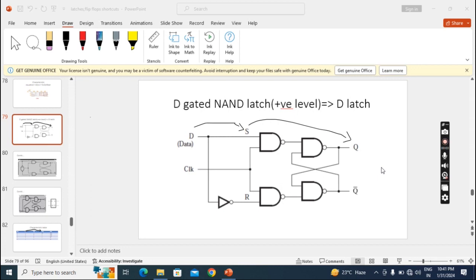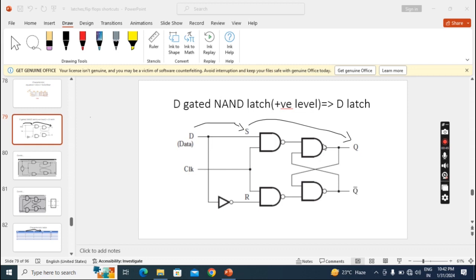In this lecture, we'll see the working of the D gated NAND latch with positive level. We can simply call it a D latch. D latch always means gated latch. There is no non-gated latch in D. This is the logic diagram. We can get the D latch logic diagram from the SR latch only. Take SR, where this will be S and this will be R. Just interconnect the S and R and make it D. Then the SR gated latch will become a D gated latch.